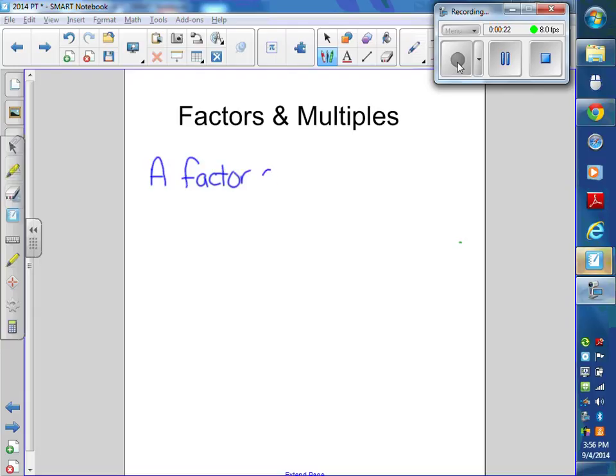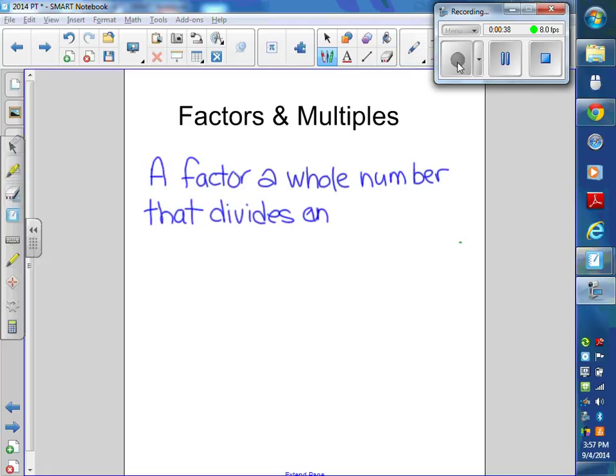So it's a whole number that divides evenly into another whole number.